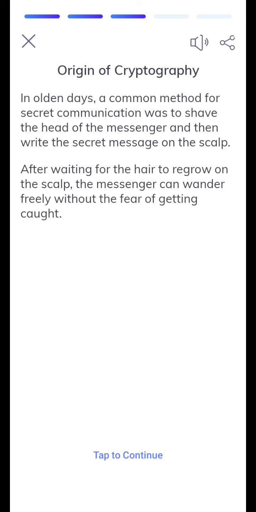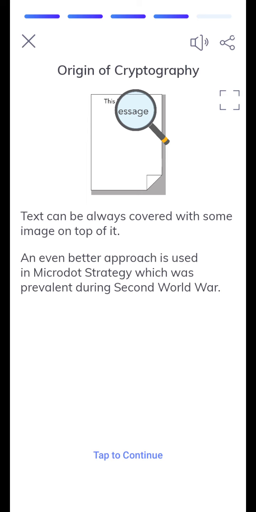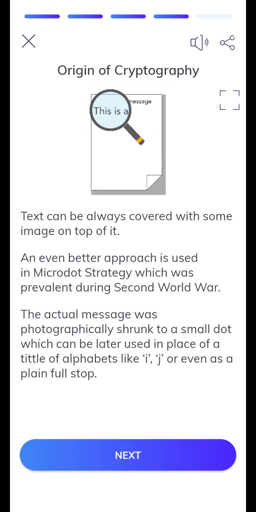After waiting for the hair to regrow on the scalp, the messenger can wander freely without the fear of getting caught. Let's take a look at one of the modern forms of steganography. Text can always be covered with some image on top of it. An even better approach is used in the microdot strategy, which was prevalent during the Second World War. The actual message was photographically shrunk to a small dot, which can be later used in place of a tittle of alphabets like I, J, or even as a plain full stop.